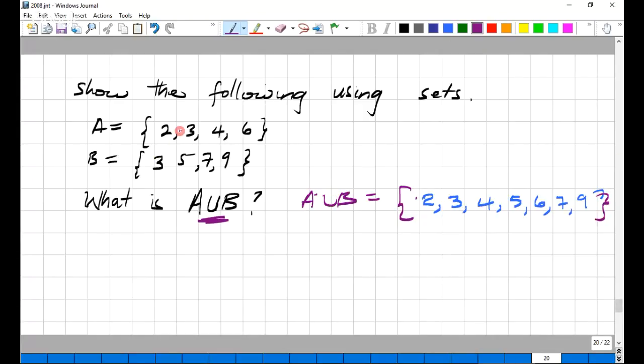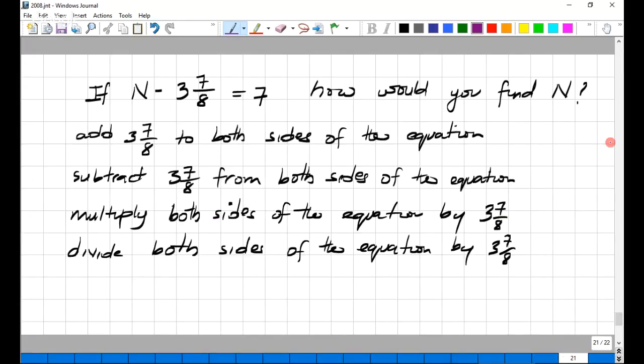Tell me this. Why didn't I write 3 two times? Because 3 is already there. Okay, so we don't need to repeat numbers that appear in both sets once we write it one time. All right. Okay, almost done. Let's see, who's this? Tony, this one is yours.